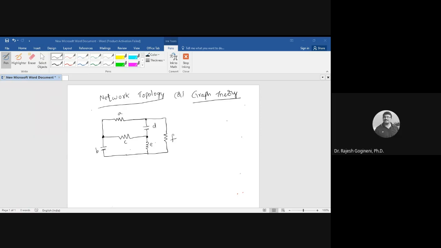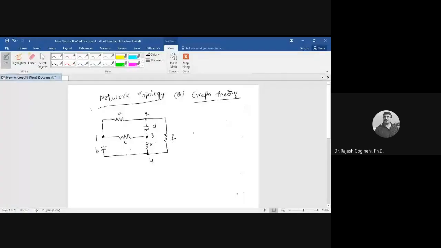3. Only 3? Please check the network again. 4. Yes, this is 1. Give the names also. This is 2, 3, and 4. Right? So 4 nodes. This network is having 4 nodes.